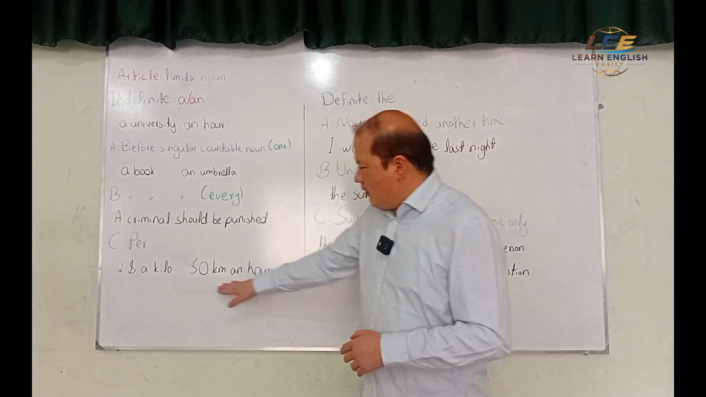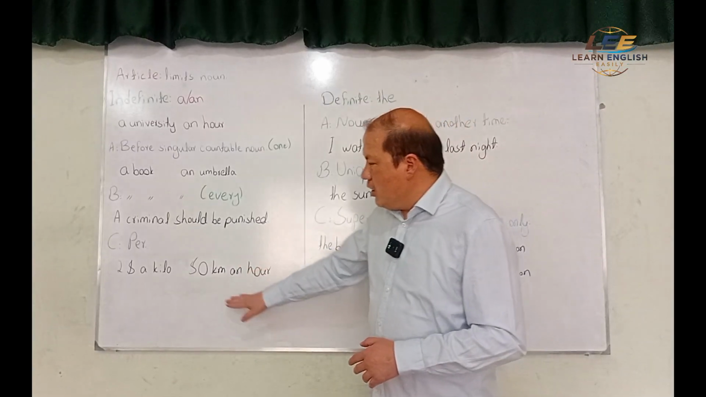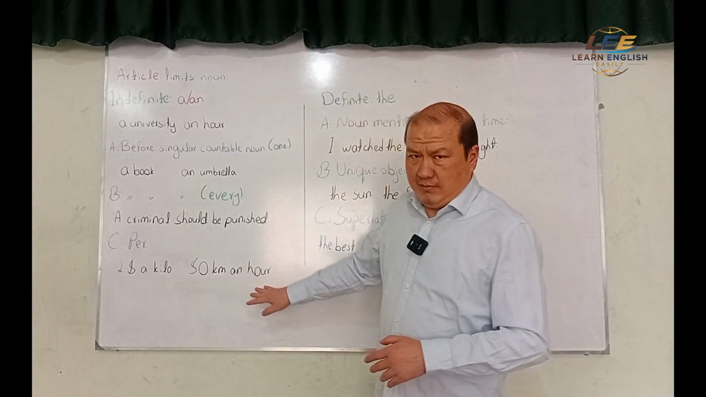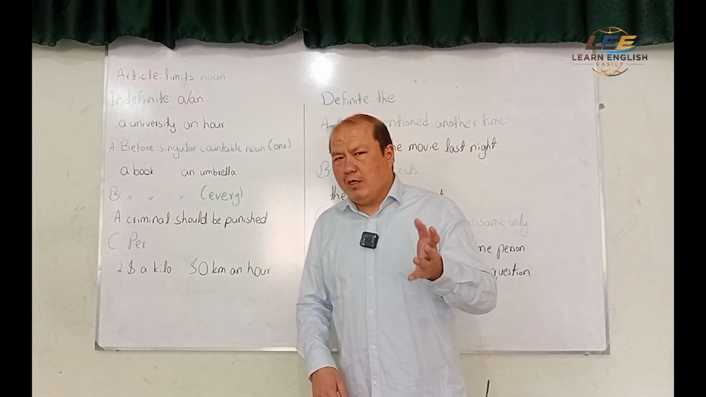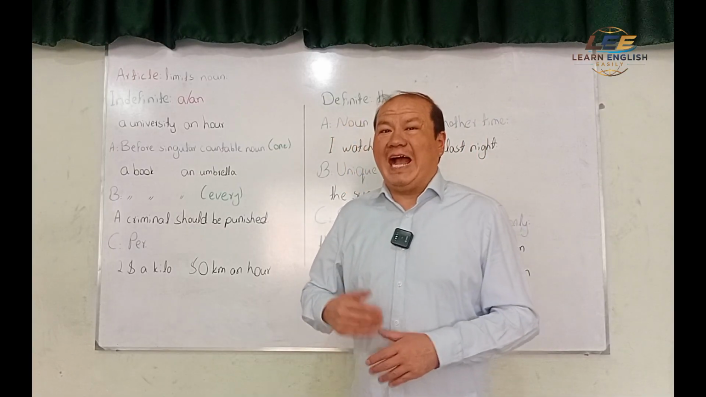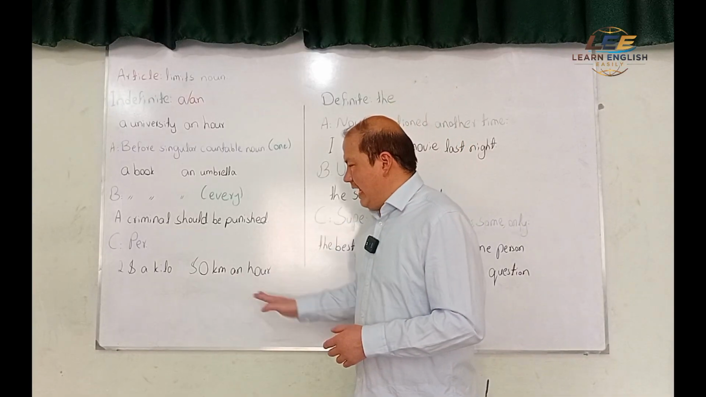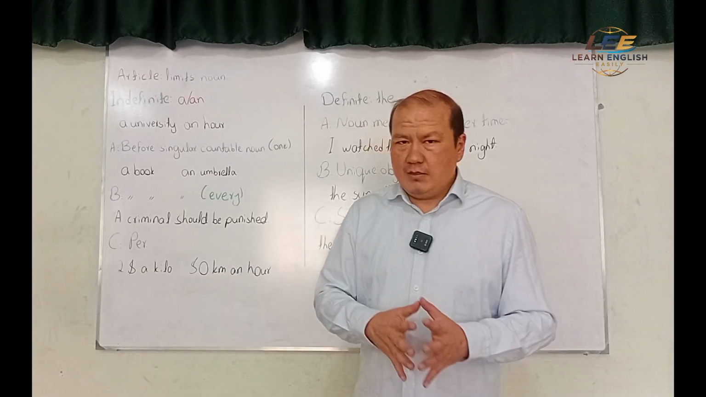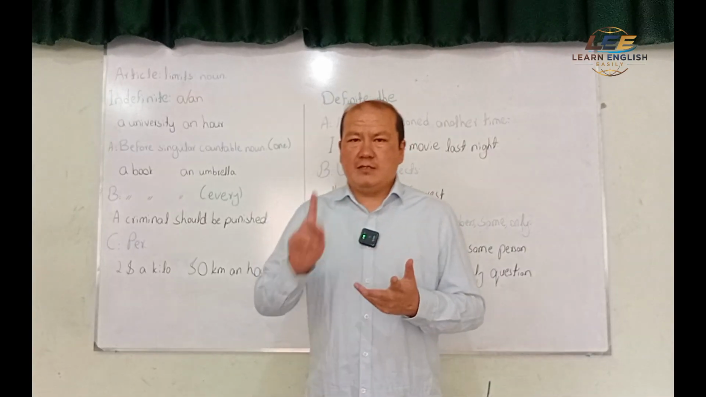Another very common example, the most common one where we use "an" in this sense, is "50 kilometers an hour." Normally we hear "50 kilometers per hour," but it's also possible to say "50 kilometers an hour." Instead of "per," we use what? "An." So indefinite articles have three different meanings: one, every, and per.